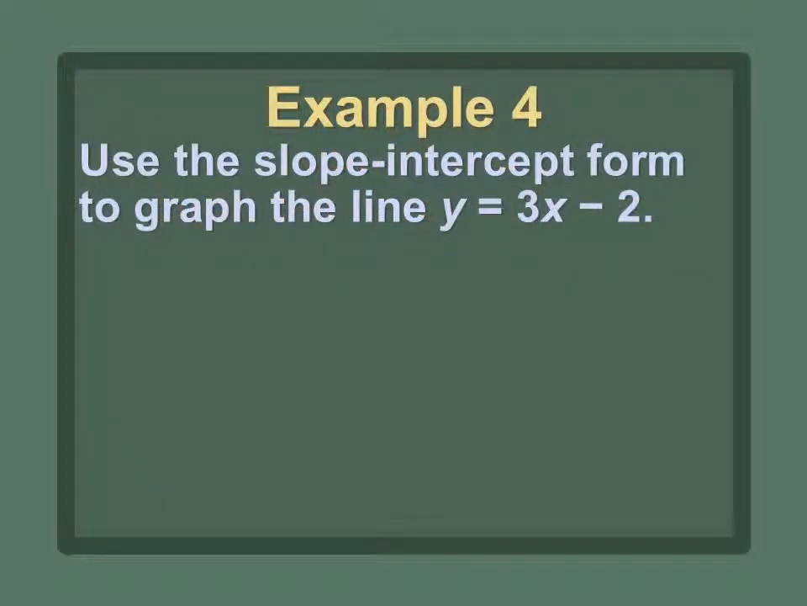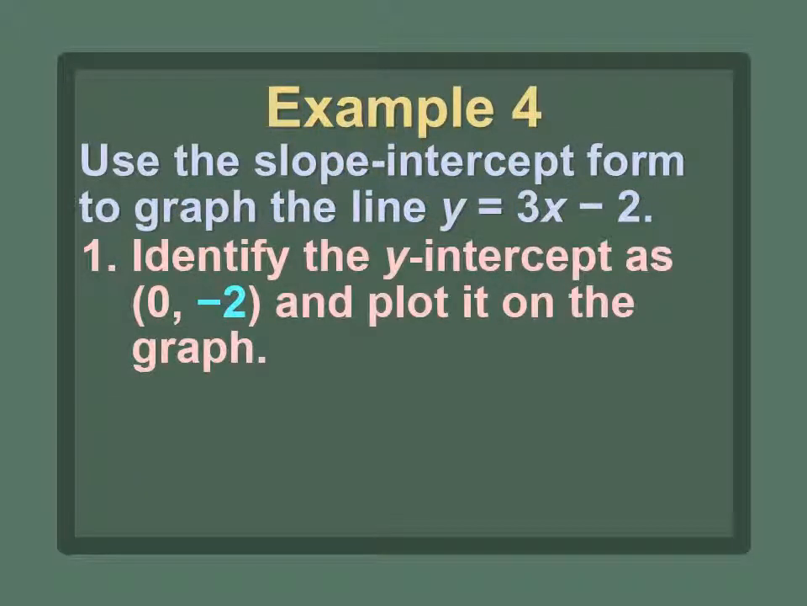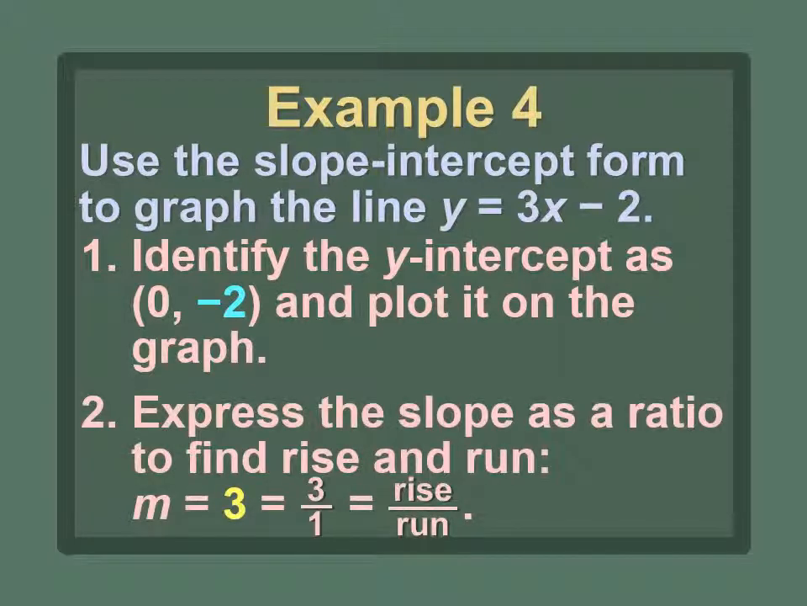So let's do an example. y equals 3x minus 2. We know that the y-intercept is (0, negative 2), so we need to plot (0, negative 2) on our graph. Once we have it plotted, we look at our slope. Our slope is 3, and we need to express that as a ratio, so we rewrite it as 3 over 1. We can identify that 3 is the rise and 1 is the run. So we're going to rise 3 from (0, negative 2), and then from there we're going to run 1. Then we put a point there, and that is a plotted point.